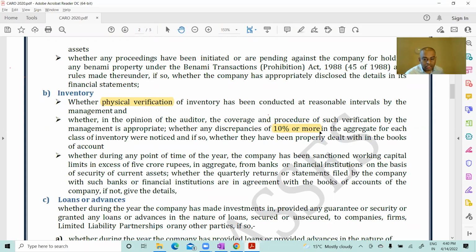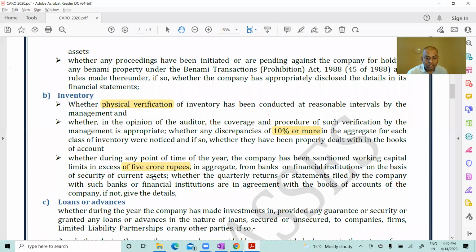Accounting, that the auditor has to verify. Then the third point: whether during any point of time of the year, put a star mark, amendment, the company has been sanctioned working capital in excess of 5 crore rupees, underline 5 crores. From whom? It can be from a bank, it can be from a financial institute. How will working capital loans be given? Working capital loans will be given based on a hypothecation or security on the current assets. Correct? So current assets is the security.